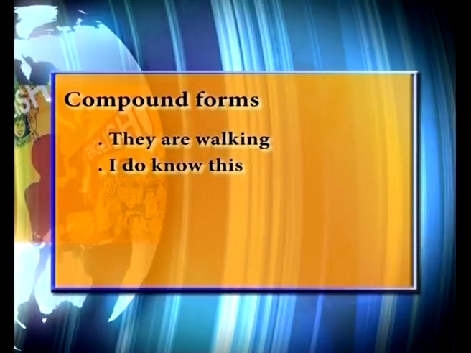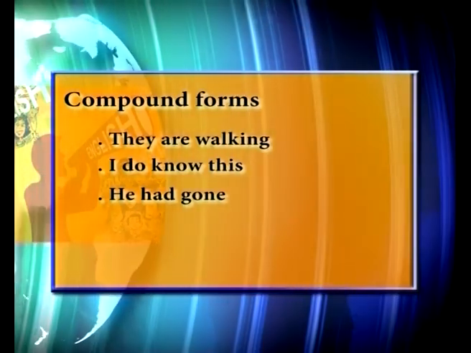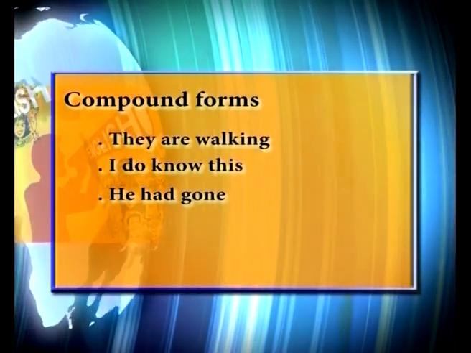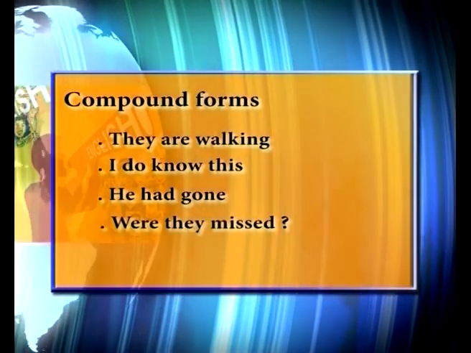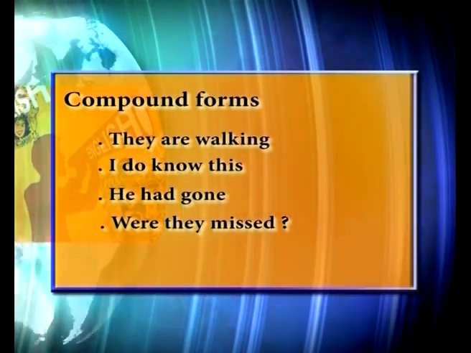For example, do sit down. He had gone. Here, had is being used with the verb go. That must be in third form because of had. Were they missed? Again, were and missed. Question form. Because of were, it is in the third form.